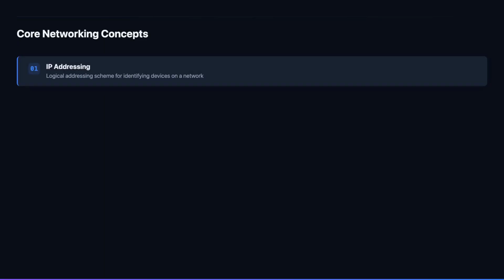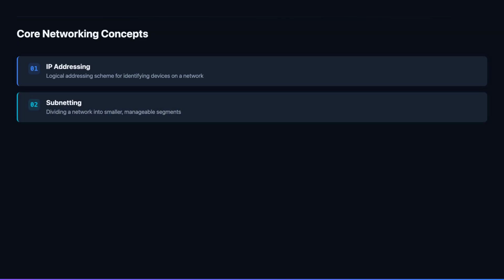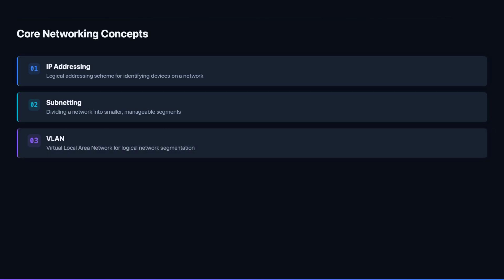Network administration builds on a set of core concepts that govern how data moves across infrastructure. IP addressing is the foundation of all network communication, determining how devices find and reach each other. Subnetting helps us organize networks efficiently, improve security, and reduce broadcast traffic. VLANs let us create separate broadcast domains on the same physical infrastructure, improving security and performance.